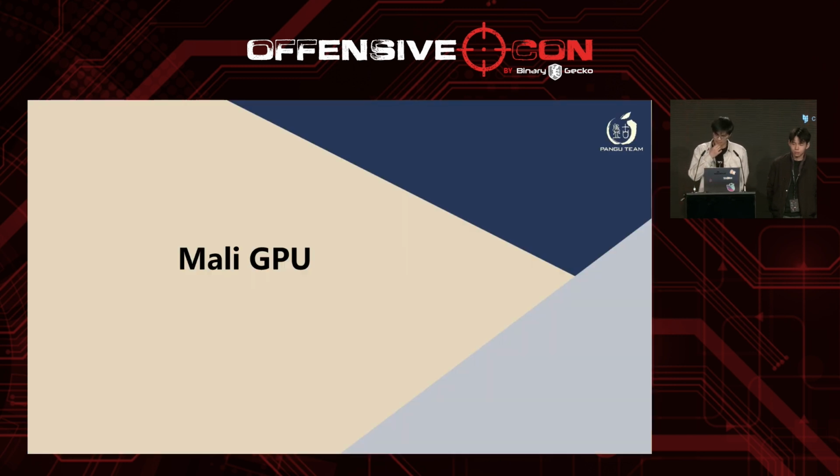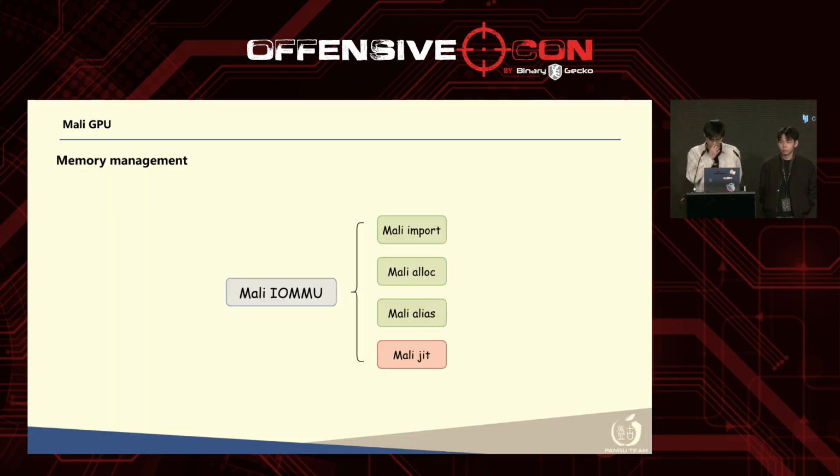The first chapter is Mali GPU. In Mali GPU, there are several memory operations. The first is import: the GPU can import CPU memory through the CPU address space. The next is alloc, which allocates memory by itself. The third is alias. Alias can repair the mapping of existing allocated memory by another region. And the next is JIT.